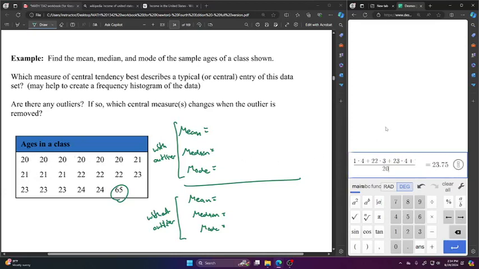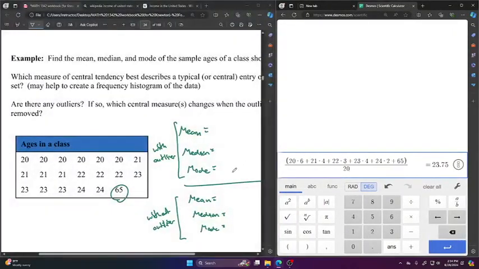Okay, let me pull this out a bit here. 6, 4, 3, 4, 2, and then the last one. Okay, so I have a mean of 23.75. What was your median? 21.5. I love it. Okay. And then the mode, just a 20.